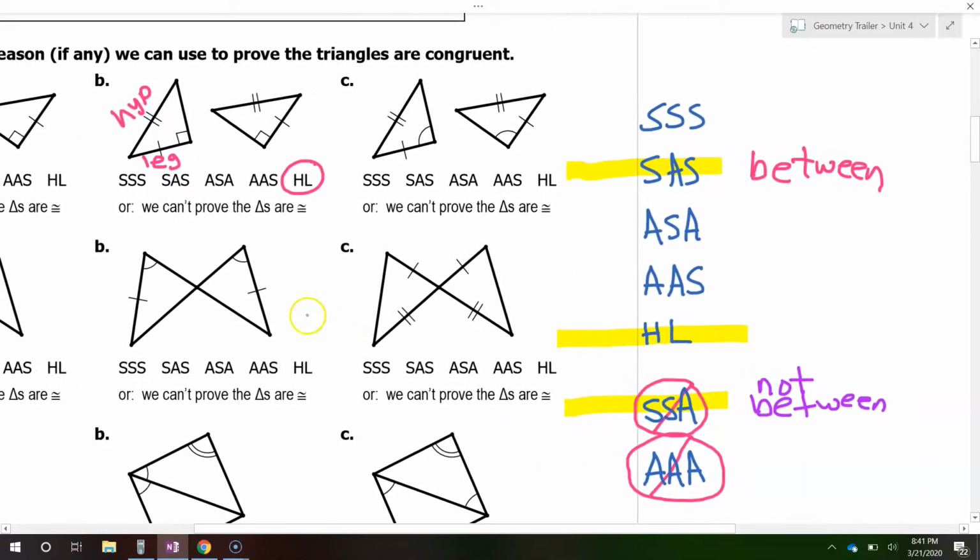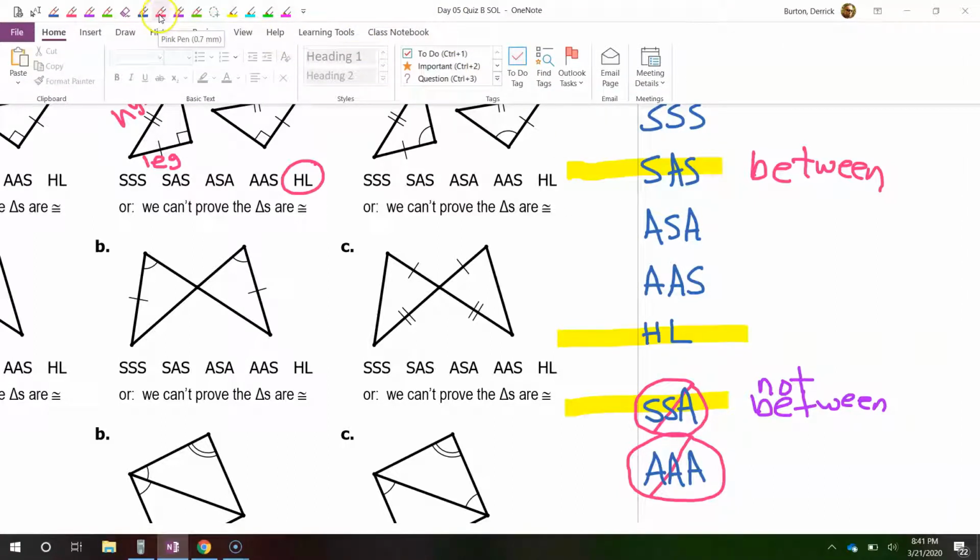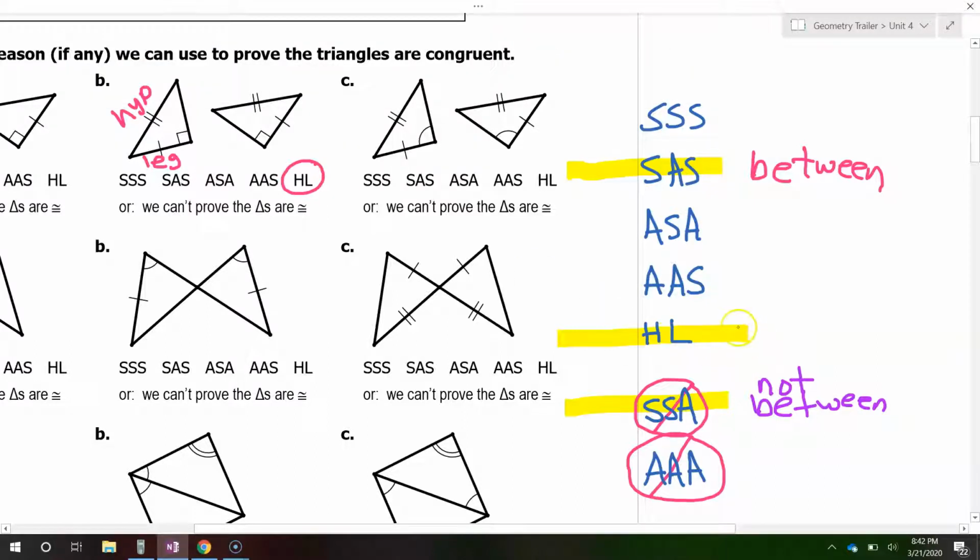All right, let's look at part C. We have 2 sides and an angle again. So again, that means we will narrow it down to these three choices. All of these three choices involve two sides and an angle. Okay, in fact, while I'm thinking about it, I should mention that hypotenuse leg is just another version of side-side angle. It's a special case of side-side angle. It's side-side angle for right triangles.